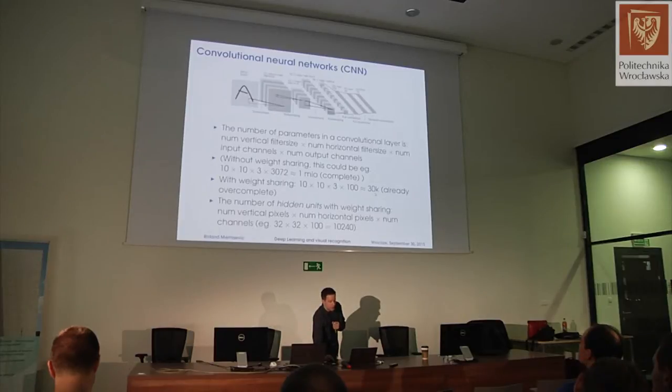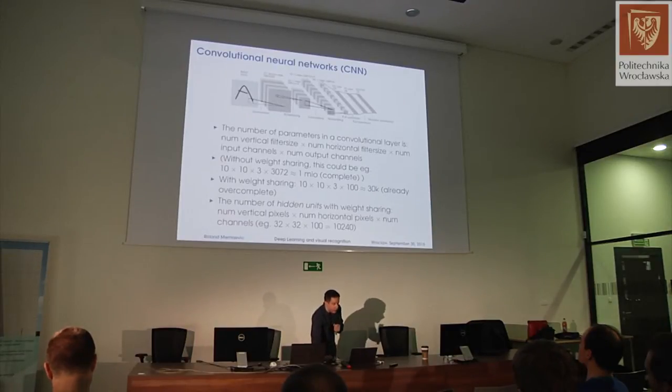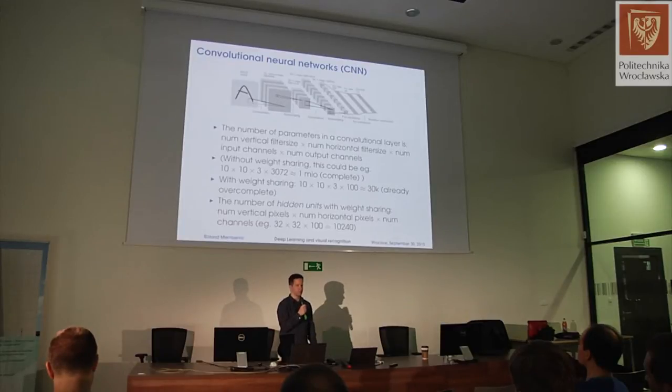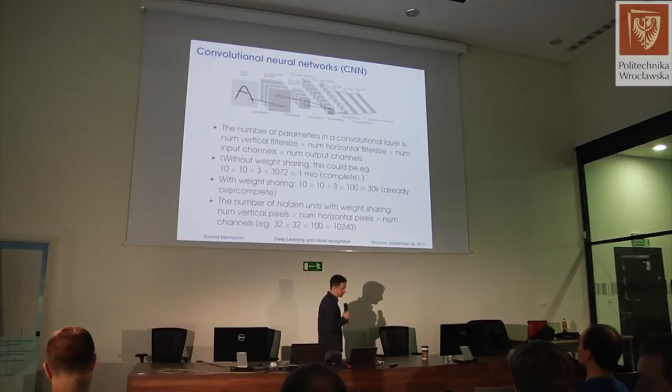And that's already extremely overcomplete, because for 100 hidden units, each hidden unit gives you a whole plane. So you get tons of responses per hidden unit parameter vector. And so you're extremely overcomplete, but you only have 30,000 parameters, by comparison to 9 million. So it's just not comparable at all. It's an absolutely dramatic difference in the number of parameters.